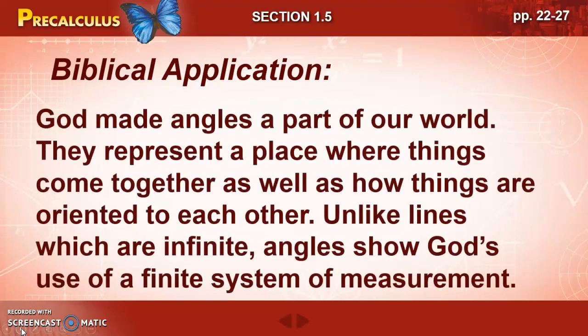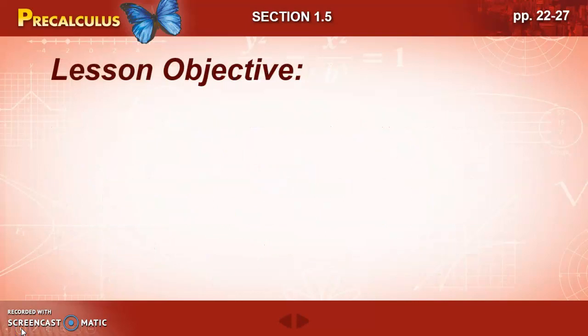Our biblical application for today is this. We know that God made angles a part of our world. They represent a place where things come together as well as how things are oriented to each other. Unlike lines, which are infinite, angles show God's use of a finite system of measurement. Lines go on forever and ever, but angles are finite. And we have lots of other finite systems of measurement, but angles are one of the most useful, and that's what we're going to be working on with this chapter.